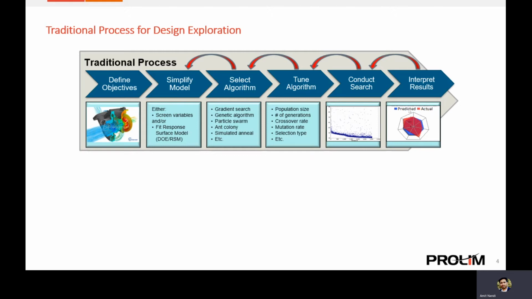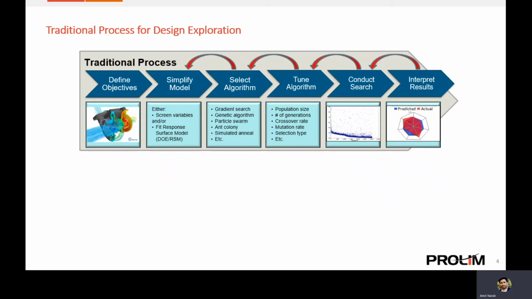Then comes the question: what is the current way of doing, or the traditional process of, finding the best design? The traditional process is one where most of the steps have to be carried out manually. So you have to define the objects, then you have to simplify the model for better convergence, and then you have to select the algorithm.